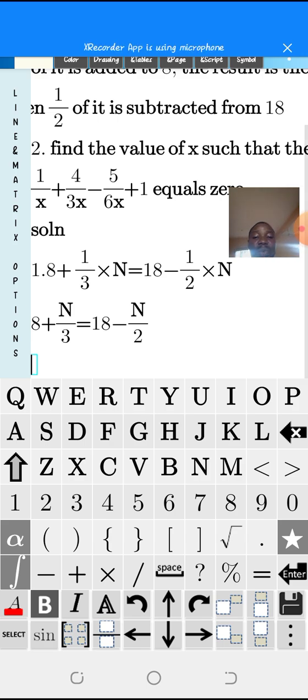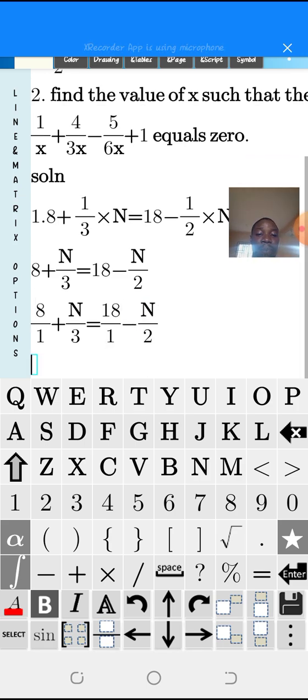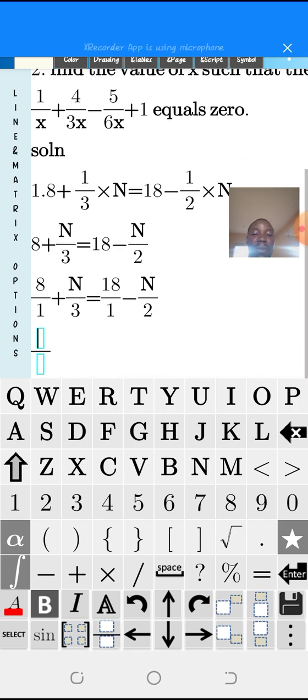So what we do here is work on the left hand side and also the right hand side. 8 is the same thing as 8 over 1, plus n over 3, equals 18, which is the same thing as 18 over 1, minus n over 2. You look for the LCM of the two denominators on the left-hand side, which is the LCM of 1 and 3, and that is 3.